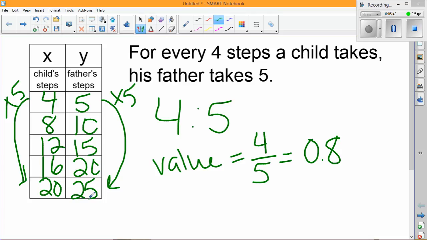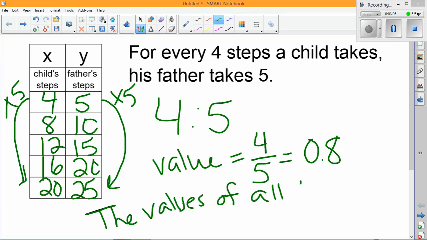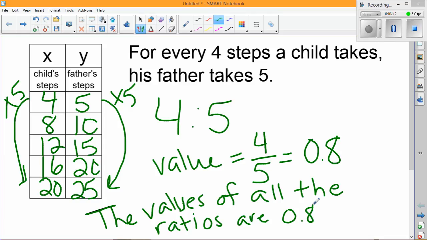So on the homework, you're going to have a very similar problem. Set your chart up in the same way. It's going to have a few different numbers. But when it asks what can I say about the values of the ratio, the values of all the ratios are 0.8. And I can also say they are all equivalent.